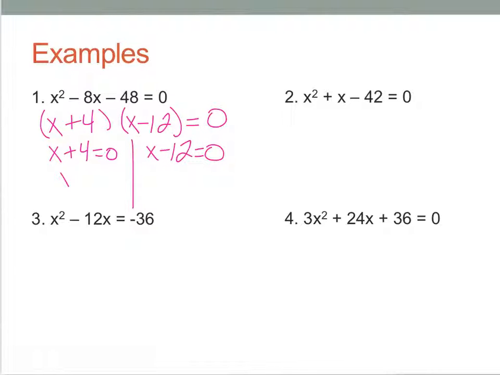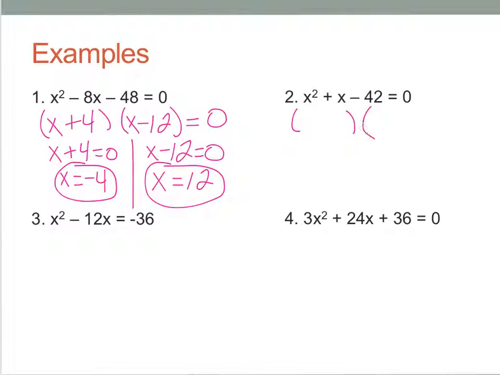Alright, on the left, subtract 4, so x equals negative 4. And on the right, add 12. X equals positive 12. Alright, how about number 2? Again, factor. Two sets of parentheses equals 0. You factor x squared, x and x. Factors of negative 42 that add up to positive 1. Good. Positive 7, negative 6. Then set each of your factors equal to 0.